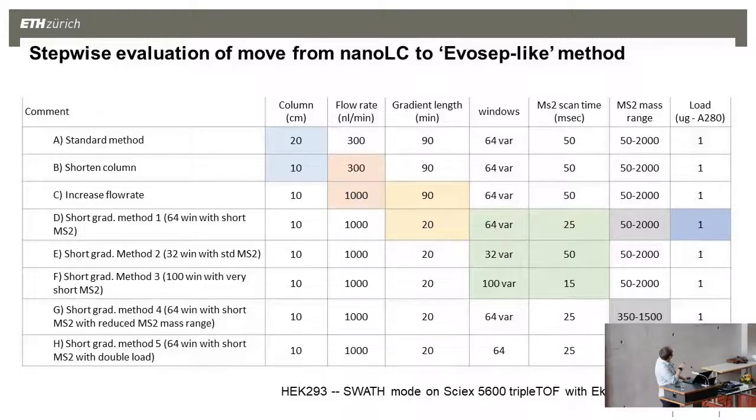And if we increase the number of windows, then we've got to tune down the MS2 accumulation time, so from 50 to 25 to 15 milliseconds. And we also did a little bit of fiddling with the MS2 mass range, which helps in some cases, and the loading. And the question is, as we stepped away from this more standard nano approach, going in the direction of an Evosep-like method, what's actually the effect of these things? And so we were running just a regular HEK293 lysate in SWATH mode on this 5600, as I mentioned.